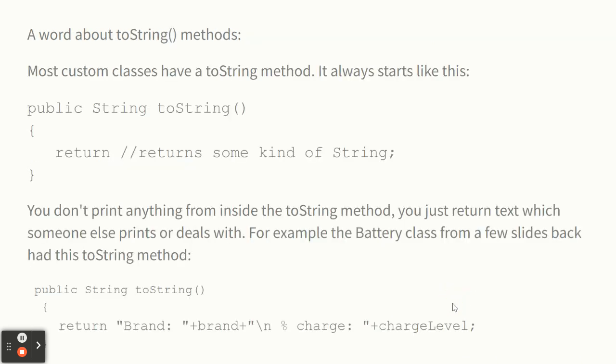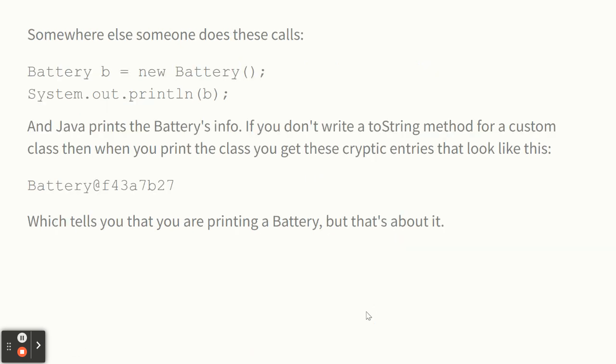I just explained that. So a word about toString methods. Most custom classes have a toString. It starts like this, and then it returns some kind of string. You don't print things inside the toString. You return a piece of text. So here's the toString from the Battery class. If you don't have a toString method and you try to print one of your custom classes, you get something like this. And that tells you that you're printing a Battery, but that you didn't write a toString.